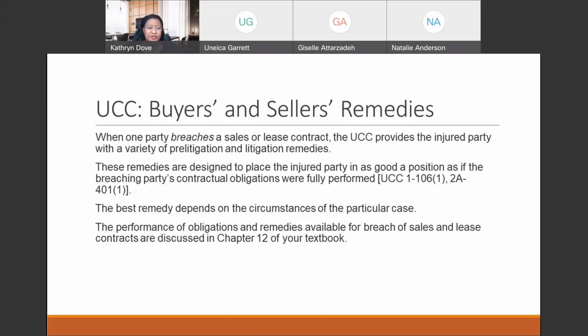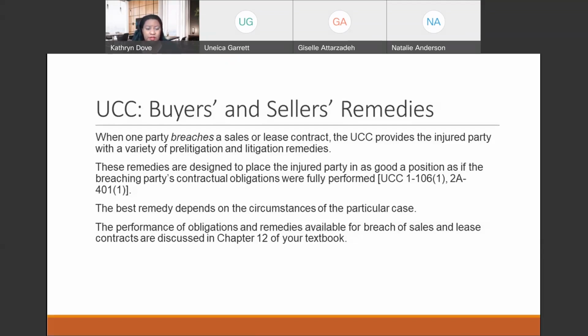When one party breaches a sales contract, the UCC provides the injured party with a variety of pre-litigation and litigation remedies. These remedies are designed to place the injured party in as good a position as if the breaching party's contractual obligations were fully performed. And again, that's specified in the UCC. The best remedy will depend on the circumstances of your particular case. So the UCC affords flexibility, Unica. So if your client would like to exercise one particular remedy but not another, that's okay, as long as it's one of the remedies that the UCC allows.